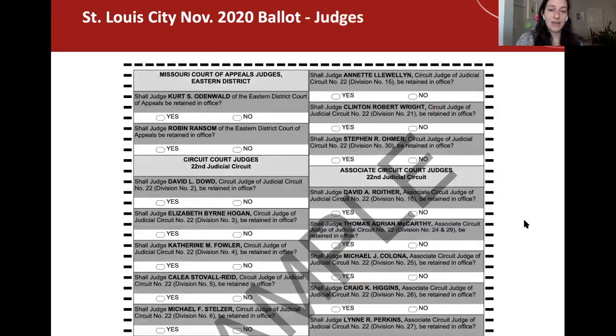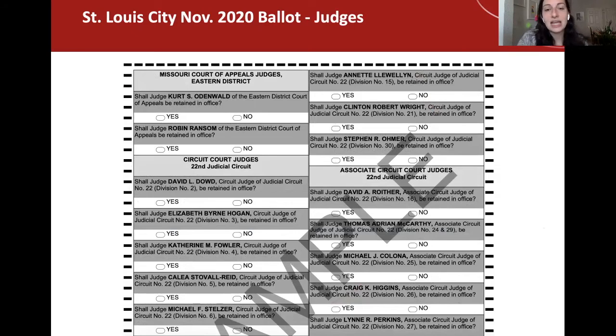On the ballot, we also have some judges listed, many judges. The way that this works is a retention question. So voters are asked, do you want to retain this judge? Do you want to keep this judge in office? Yes. Or do you want to remove this judge from office? No. So no, I don't want to retain them. I don't want to keep them. I want them removed. That's what you would vote here.